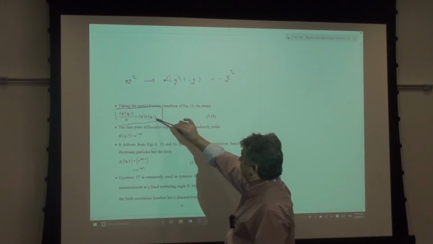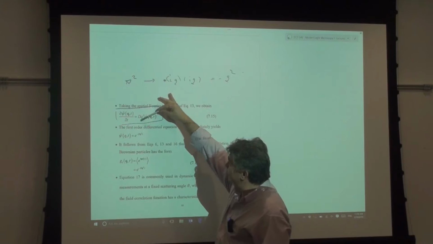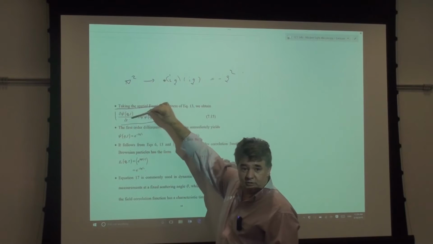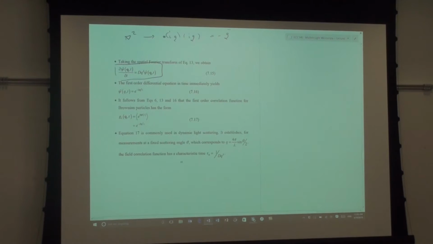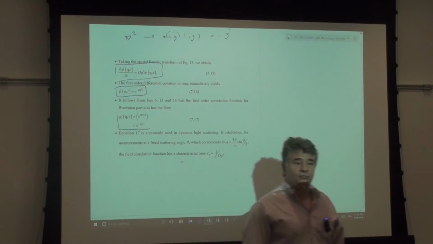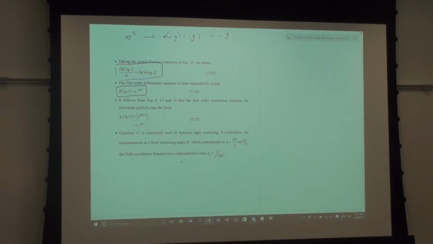So notice I have an equation, a first order differential equation in time. Psi tilde here, psi tilde on the right. As usual, you move tilde here, you get d psi over psi equals minus dq squared dt. Therefore, psi is an exponential function that looks like this. Is that cool or what?